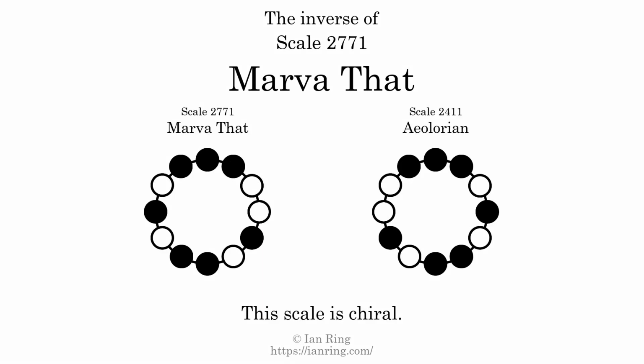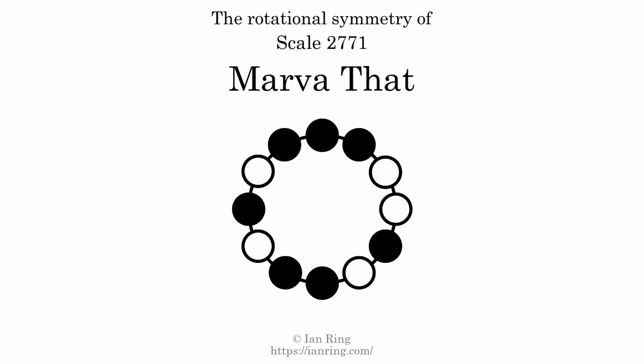The inverse of a scale is a mirror image. It is what you get when the sequence of intervals is reversed. The inverse of this scale is scale 2411, also known as Eulerian. This scale is chiral. It cannot transform into its inverse by rotational transformation. This scale has no rotational symmetry.